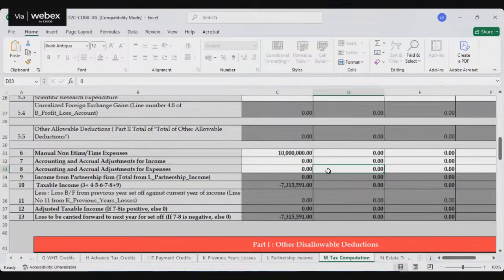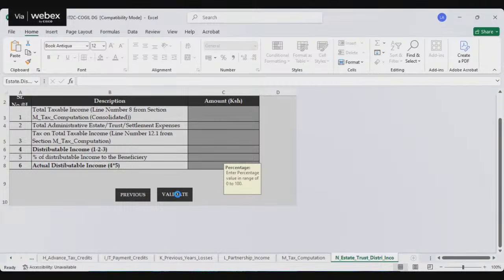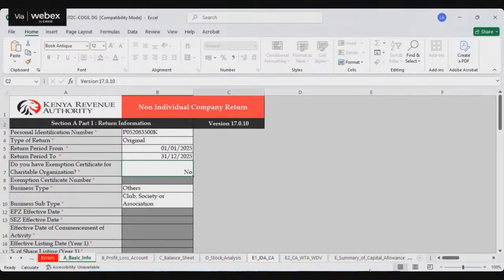Remember we have uploaded two things: the Excel breakdown of the expenses that we don't have a supporting eTIMS invoice for, and also the attached supporting document. If the total is 10 million, the supporting document is to the tune of 10 million. Then we come now to the return. We put number 6, manual non-eTIMS expenses, here. Then we validate the return, and once it is validated, we upload it in our iTax profile.